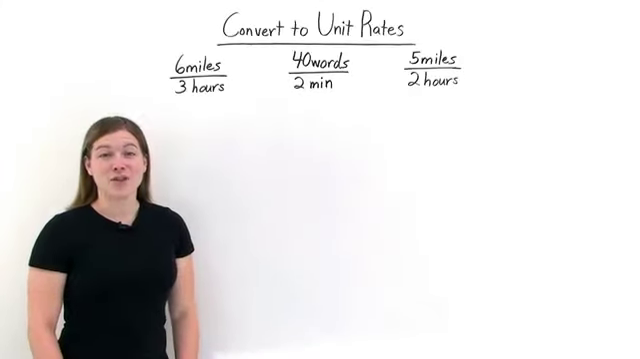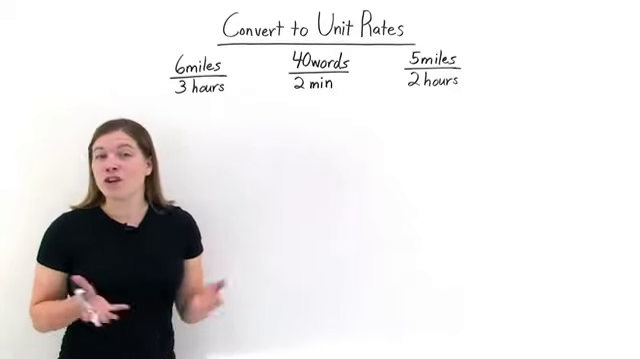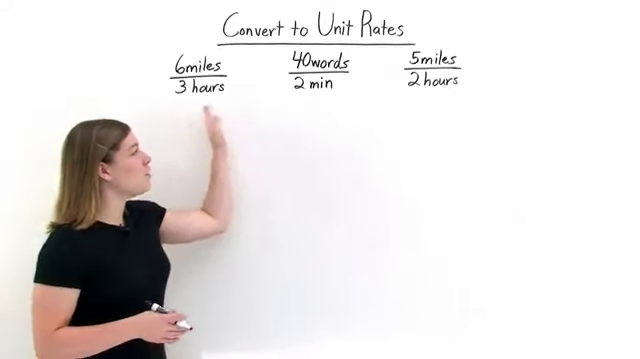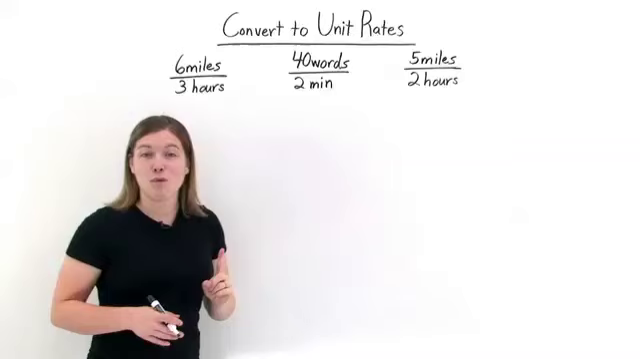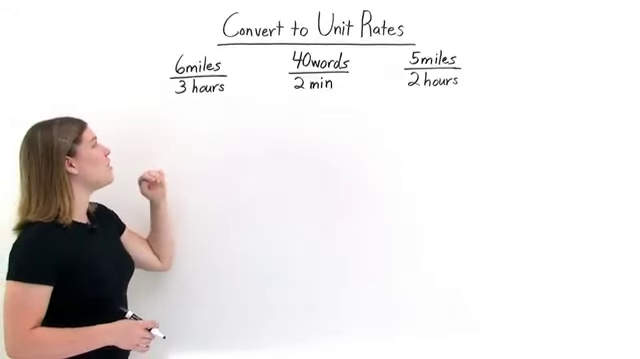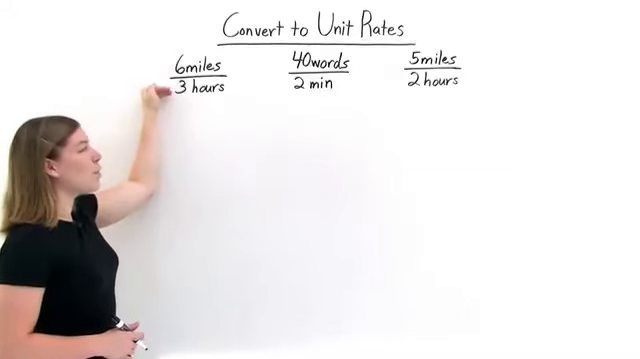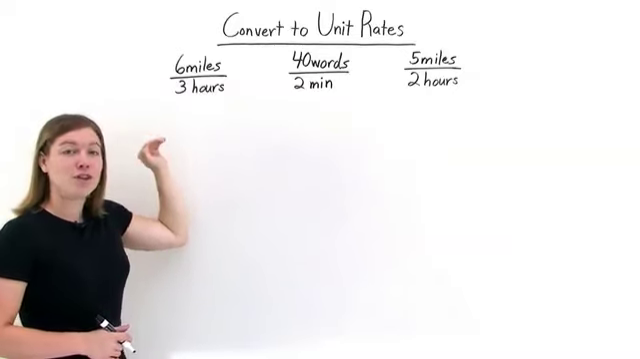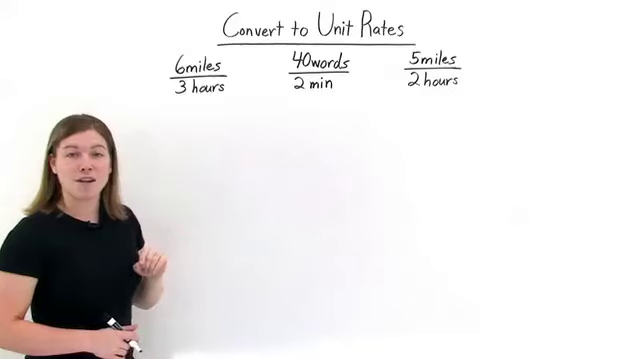Let's convert each one of these rates into unit rates. Remember, unit rates are just rates with the denominator of 1. So we need to convert each of these rates to have a denominator of 1. Let's start by looking at this rate. 6 miles per 3 hours. We need to take this rate and convert it so that this denominator is 1.